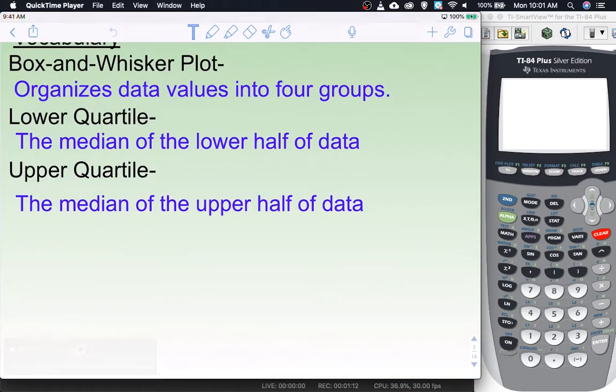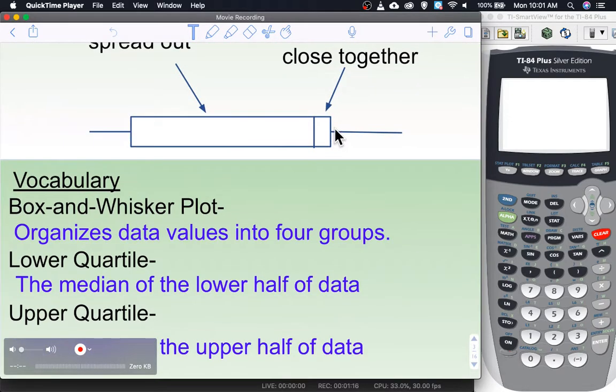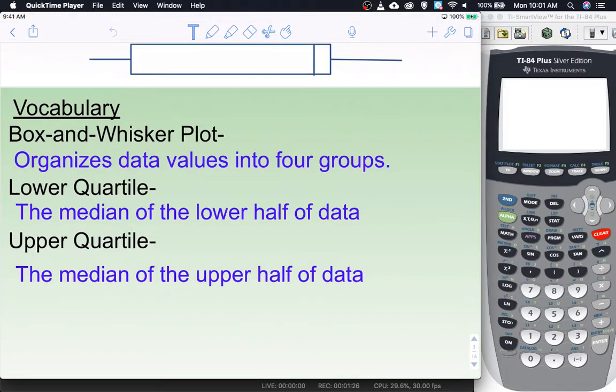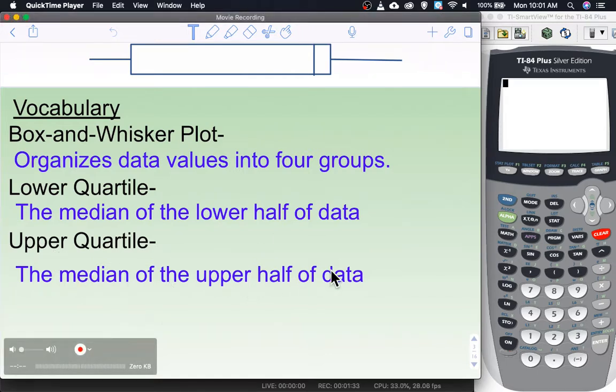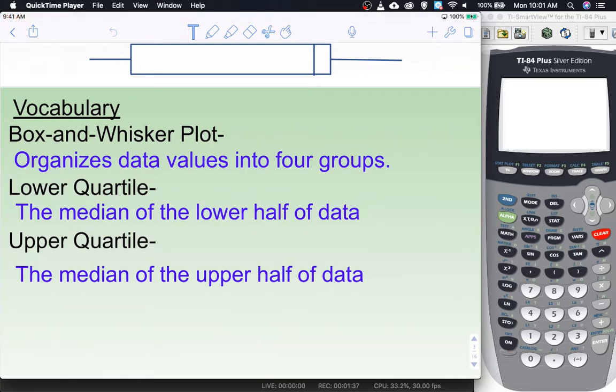Vocabulary, we got a couple. Box and whisker plot. Looks like that. This is a box and whisker plot. It's a way to organize data values into 4 groups. It's used to show dispersion of data. Your lower quartile is the median of the lower half of the data, and the upper quartile is the median of the upper half of the data.